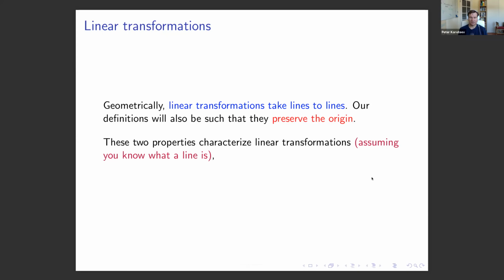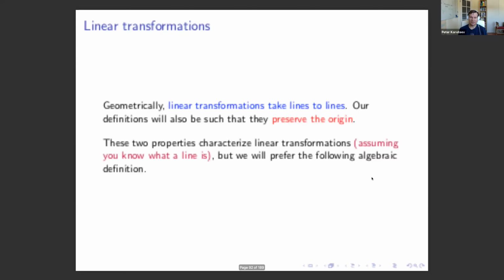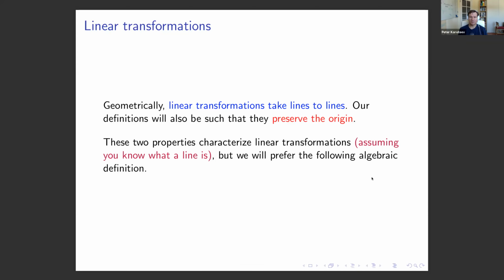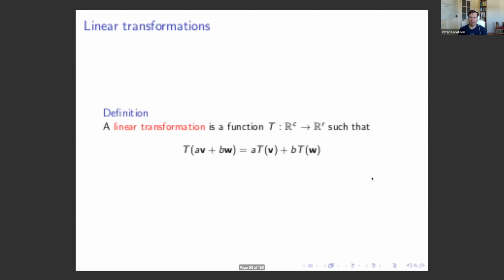Well, we discussed what a line is before, right? But we'll prefer the following algebraic definition. A linear transformation is a function T from R^n to R^m such that T of aV plus bW, where a and b are scalars and V and W are vectors, is equal to a times T of V plus b times T of W.